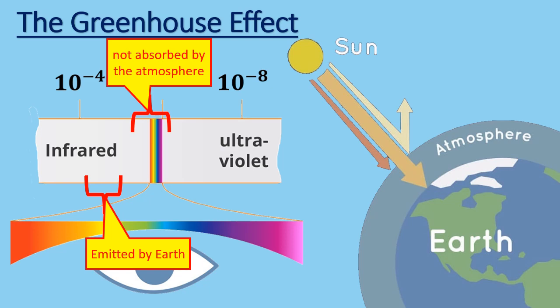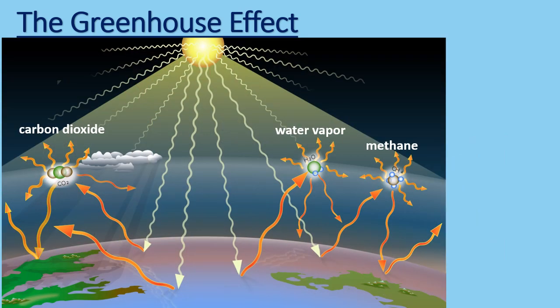The greenhouse gases, such as carbon dioxide, water vapor, and methane, absorb and emit infrared radiation in all directions, some out into space and some back towards Earth, which is then reabsorbed. That is what keeps our planet at an average temperature of about 15 degrees Celsius.